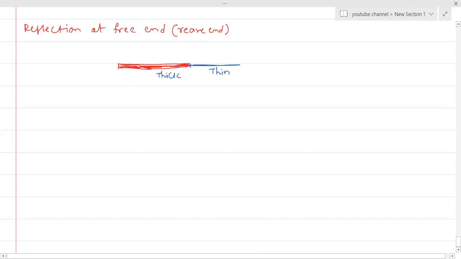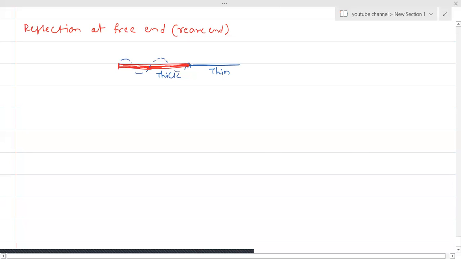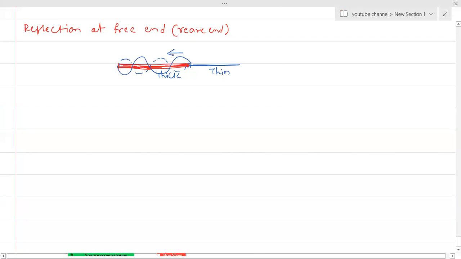Suppose we understand a wave, and that wave is reflected back again at the boundary of thick and thin. So this is called reflection at free end or reflection at rarer end. So rarer means actually at lower density.